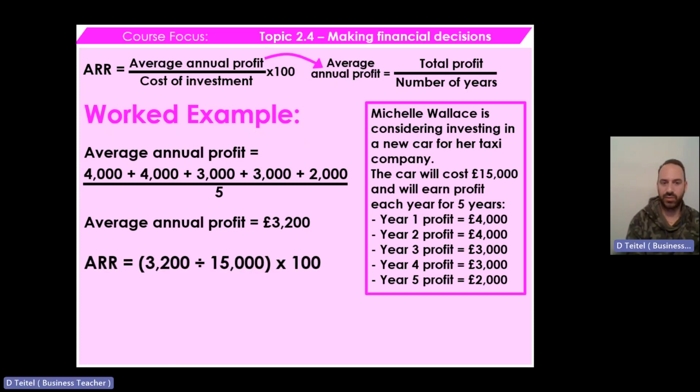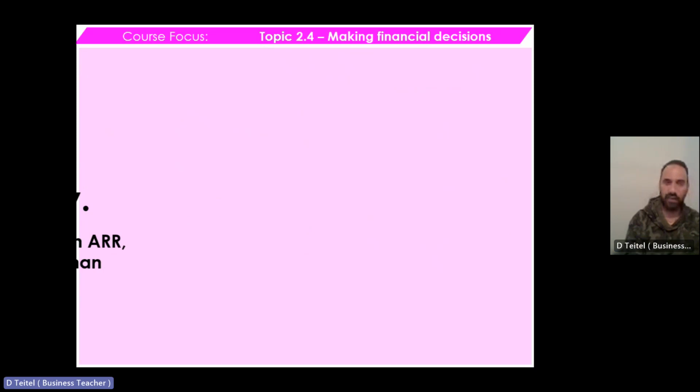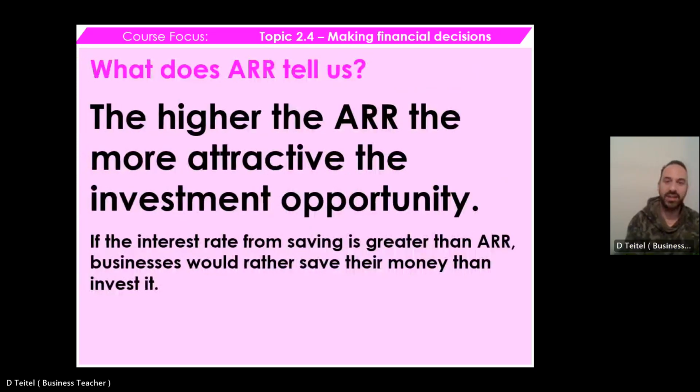If we now take our average annual profit divided by the cost of investment and times it by 100, that's the 3,200 divided by the 15,000 that we're investing, times by 100. It gives us an ARR figure of 21%. So what does the ARR tell us?